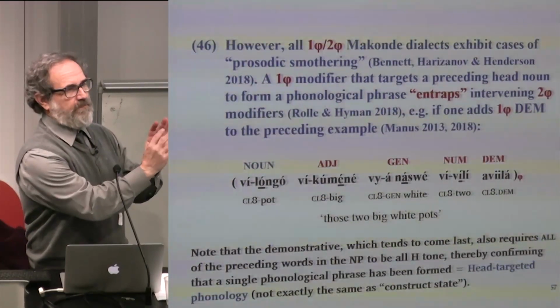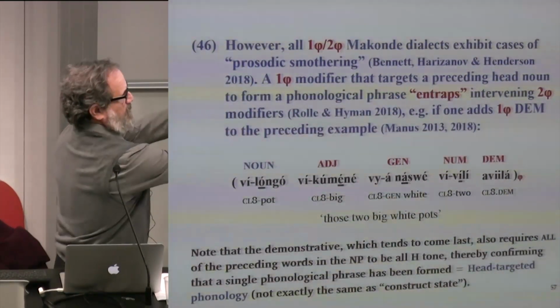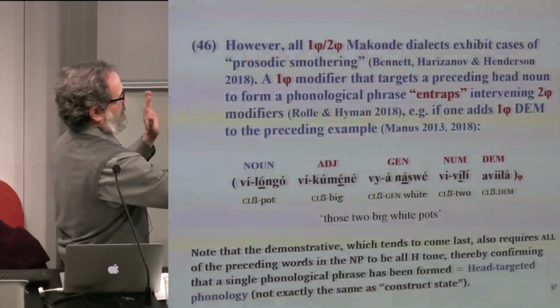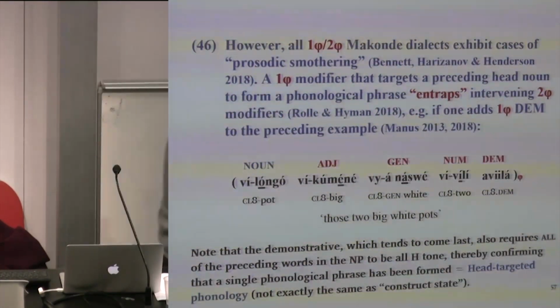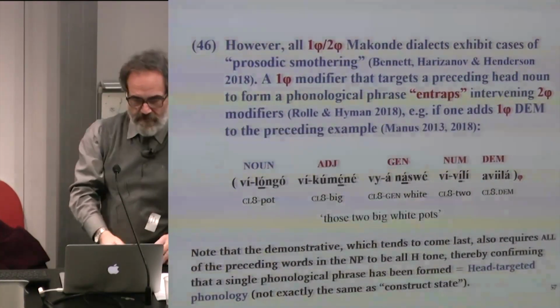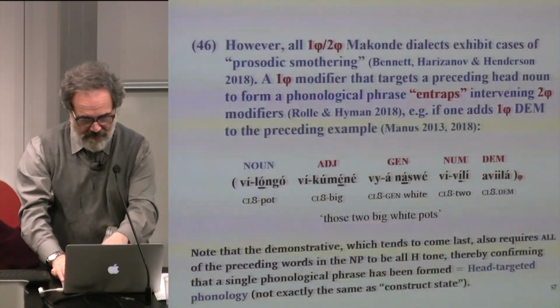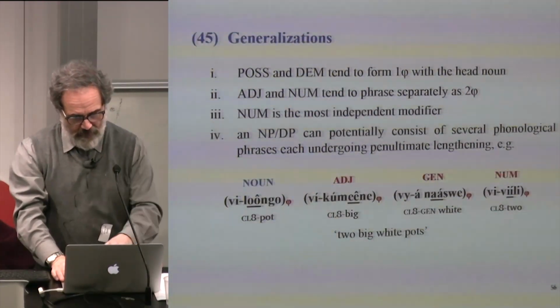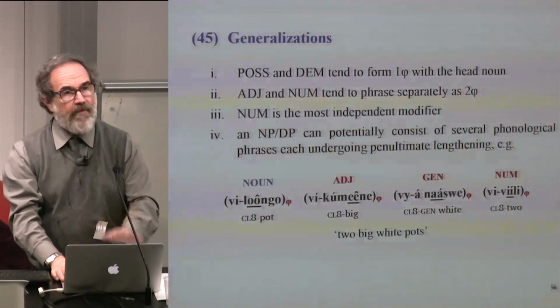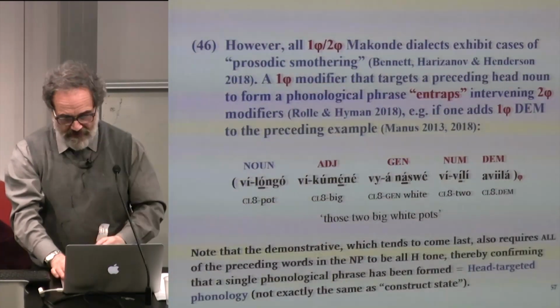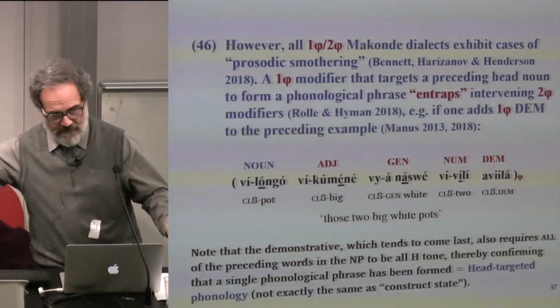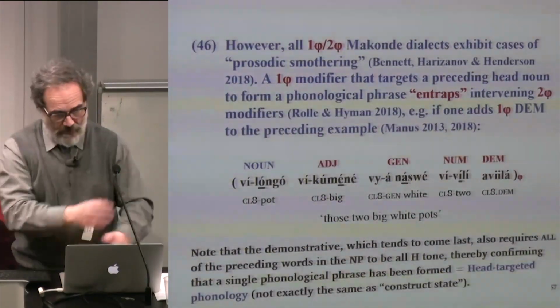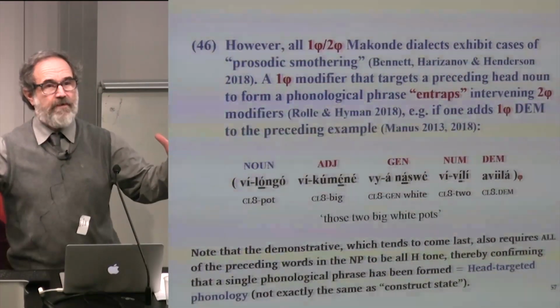This occurs when you have a noun and then 2 modifiers. The first modifier wants to be phrased separately, but the second modifier wants to be phrased with the head noun. And what happens is that because this one is out here, it forces the whole thing to come together. So that's where the first modifier becomes entrapped. So here is exactly the same sequence. Remember this one, where we had big, white, 2, all of them phrasing separately. And then I just add the demonstrative at the end here, and all of a sudden they're all glommed together, and you get all short vowels everywhere. It's one phonological phrase. Okay?